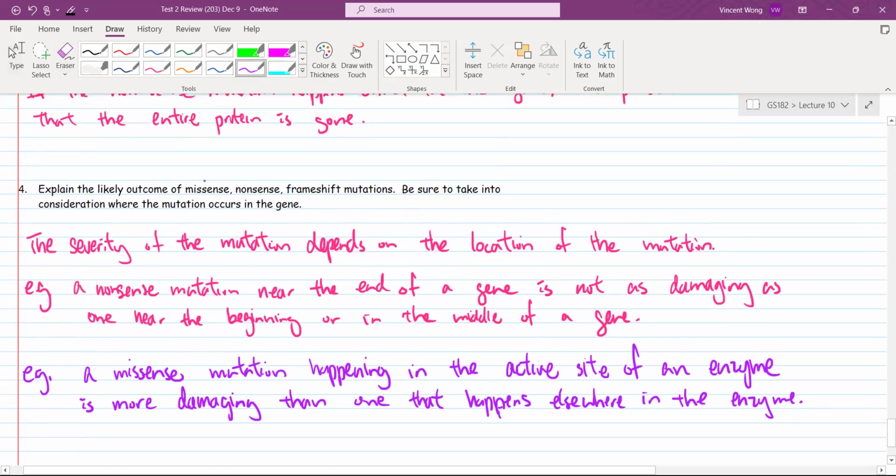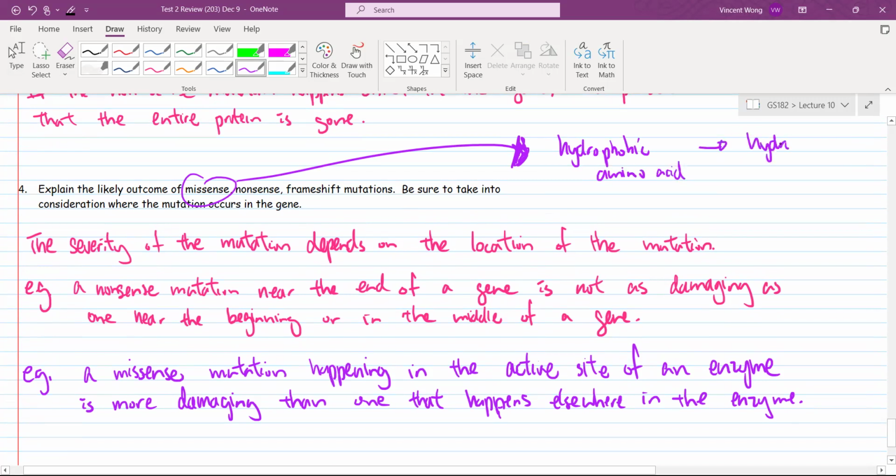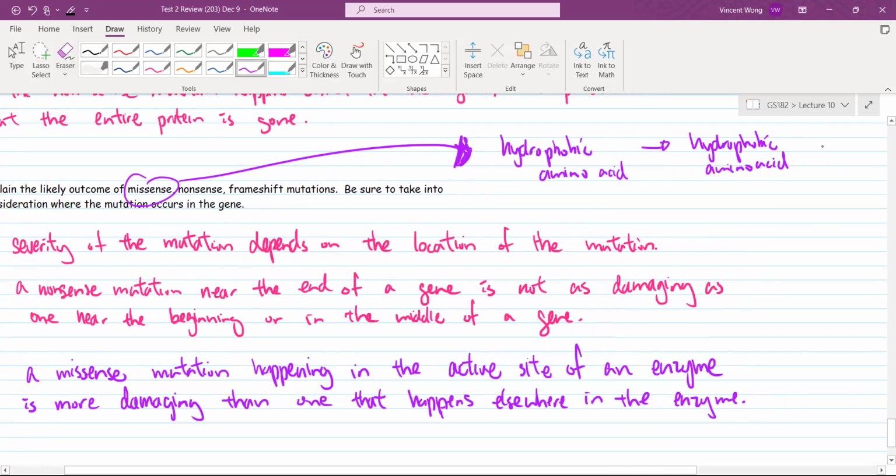I'll give you a few other examples here. Missense, if it's a hydrophobic amino acid to another hydrophobic amino acid, then maybe it's okay. But if it's a hydrophobic amino acid mutated to a hydrophilic amino acid, probably not okay.